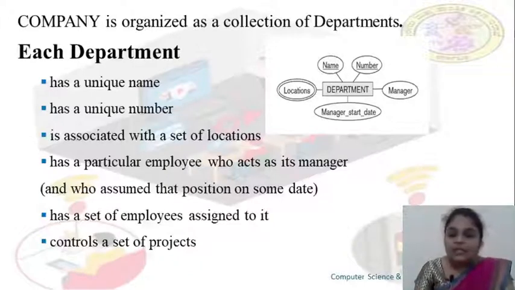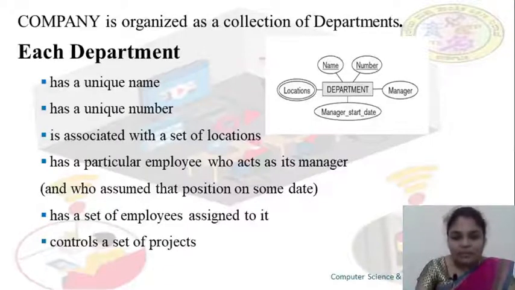And what is this picture next to it? It's an ER diagram. We'll be discussing it in much more detail further; it is just a pictorial representation for easy understanding. I have given just an example: a department can have location, name, number, manager, and manager start date. Further discussion we'll be doing in further classes. It's just a comparison. Whatever is written in English words, the same thing is depicted pictorially here. This is all about department.